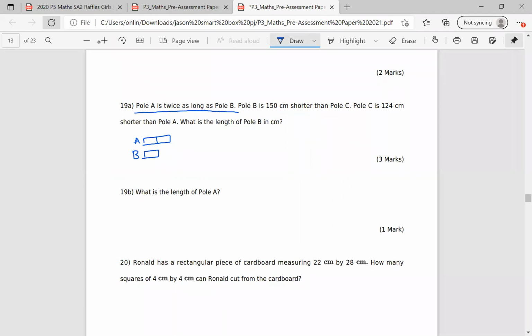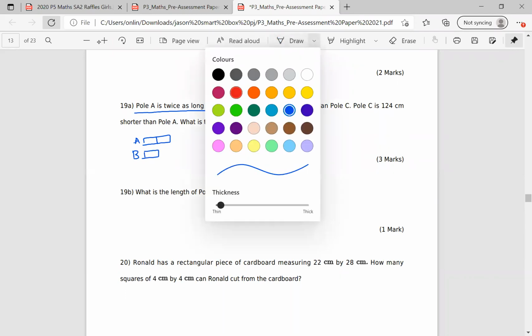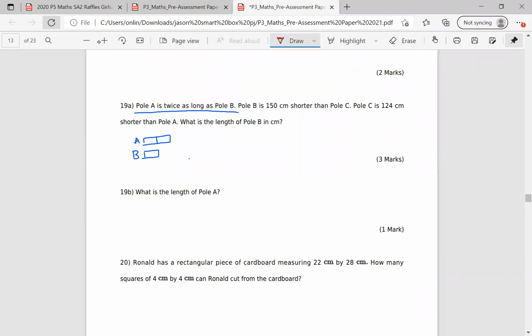And then they say B is 150 cm shorter than C. Basically, the problem most students will have is that they might make a mistake when the third person, or third party, is involved. In this case, it is C. So I need to know that C, we are given two sets of information. C is longer than B.